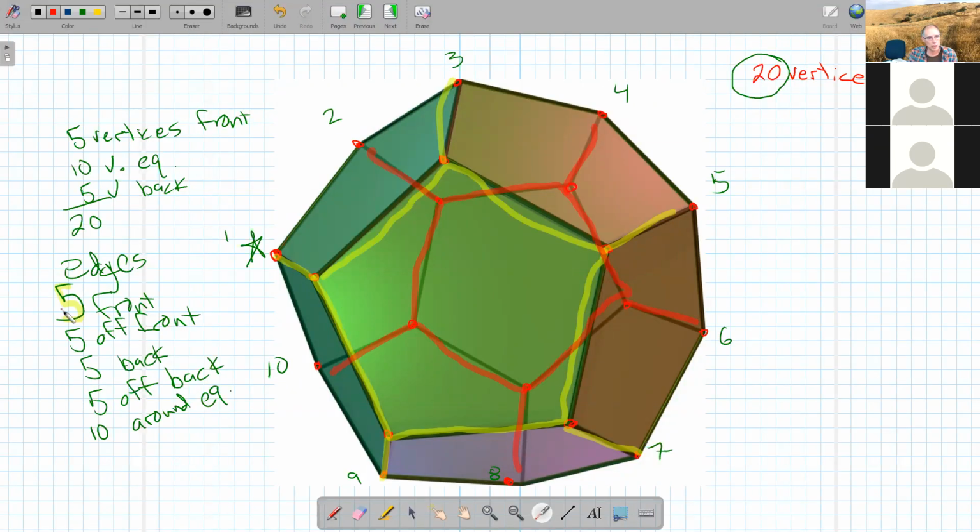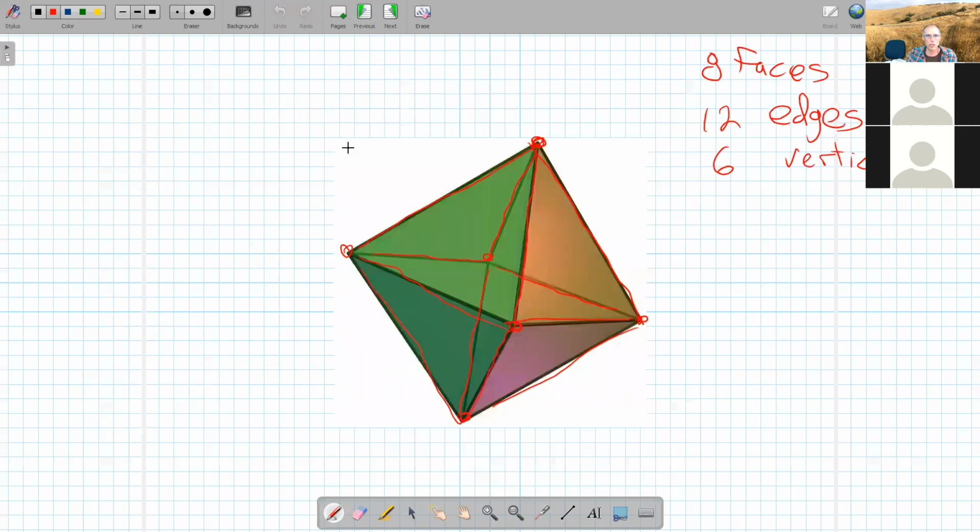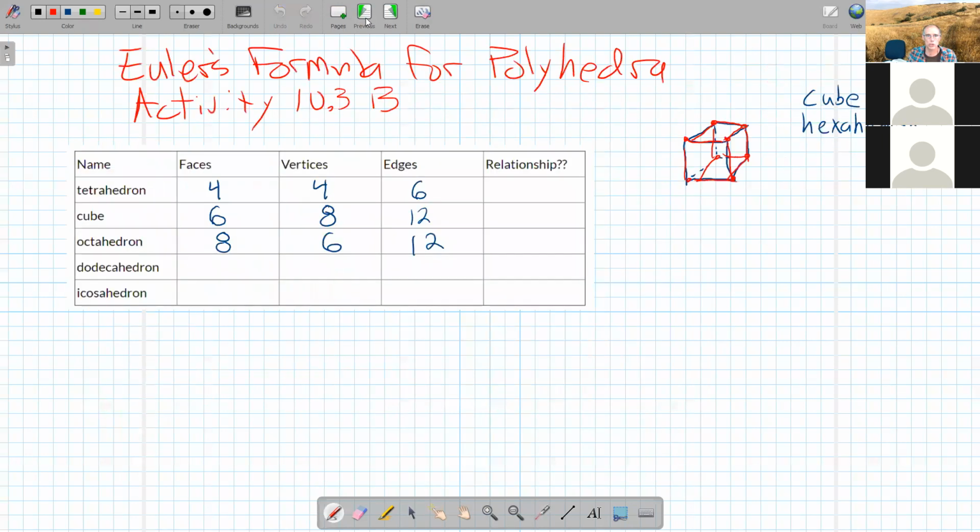All right, so what do I got here? I've got 5, 10, 15, 20, 30. Is that right? Oops, that's not a pen. I think there are 30 edges, if I did that right. All right, so let's go back to our worksheet here. And where's my worksheet? There it is. So what was it? Dodecahedron was 12 faces there. Vertices was 20. And the edges was 30.